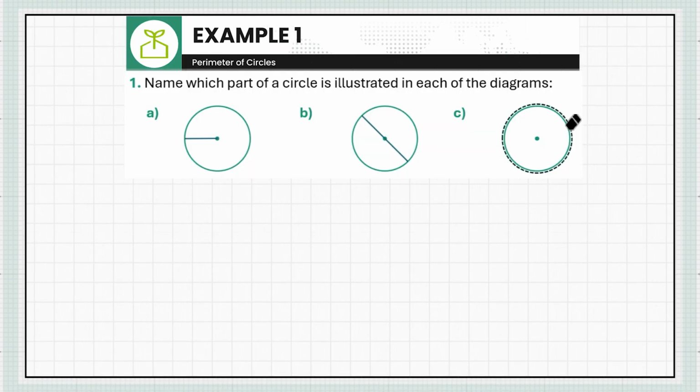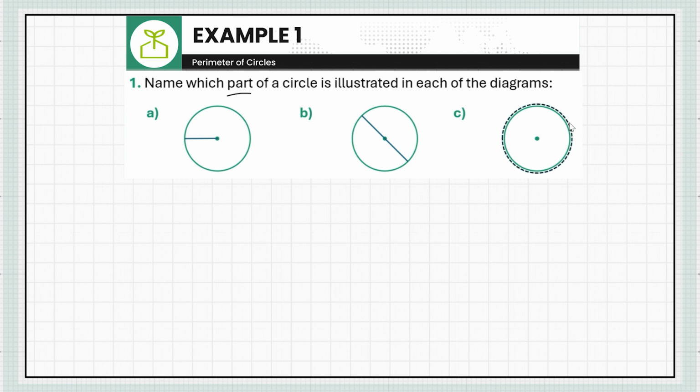Alright, welcome back. So today we're going to be looking at our first lesson dealing with circles, and this is basically a video on dealing with the perimeter or circumference of the circle. But in order to fully understand that concept, we need to know a few different pieces of terminology first. So the first thing we need to do is discuss different parts of a circle.